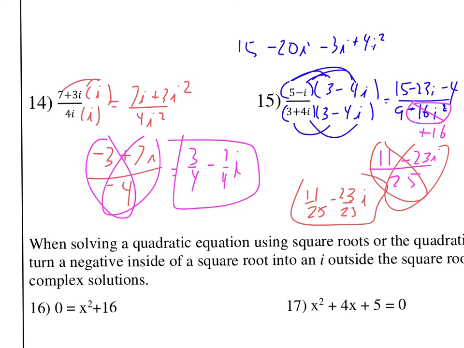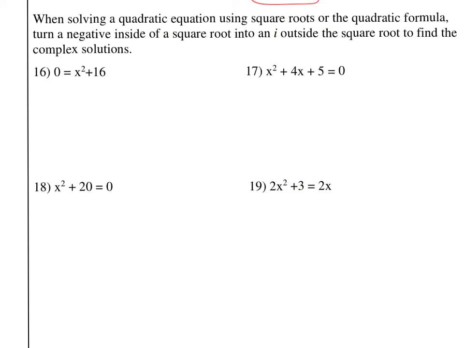All right, next up here, we will solve some quadratics. So this is why we do this, so we can use these for quadratics. So if we have no b value, we can always solve this with square roots. So I'm going to subtract the 16 over. We'll take a square root on both sides.